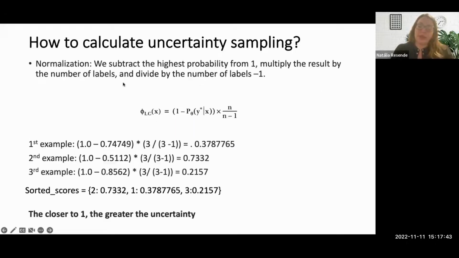But in the book Human in the Loop Machine Learning, the author presents a way to normalize these scores. In this book, he presents a strategy for normalization of the least confidence, which involves subtracting the highest probability from 1, as we just saw, multiplying this result by the number of labels, and dividing by the number of labels minus 1. So here is the formula.